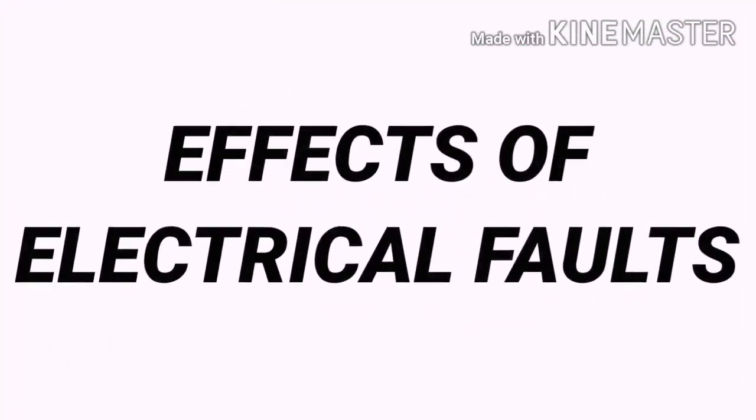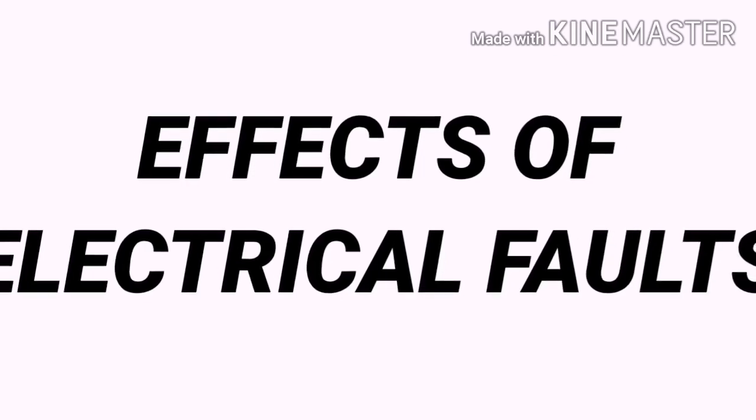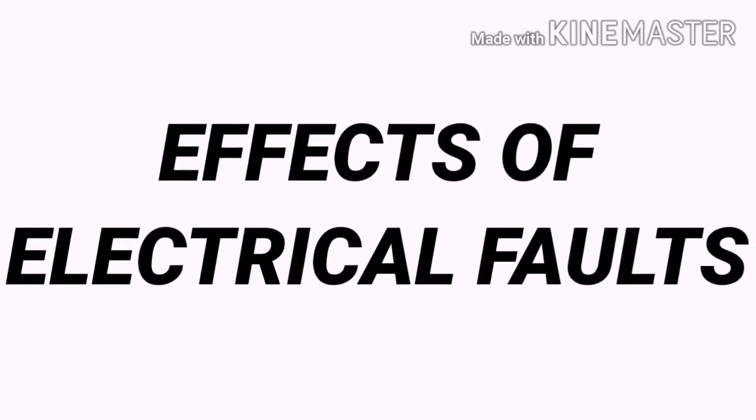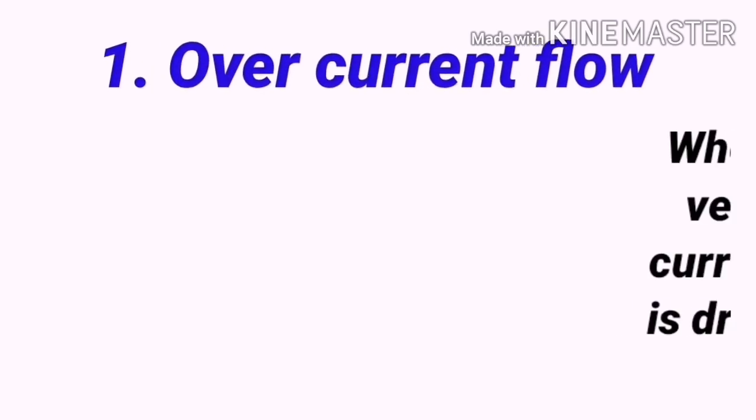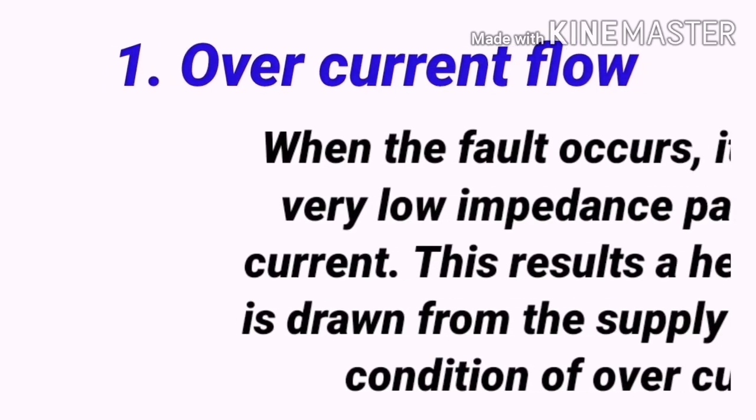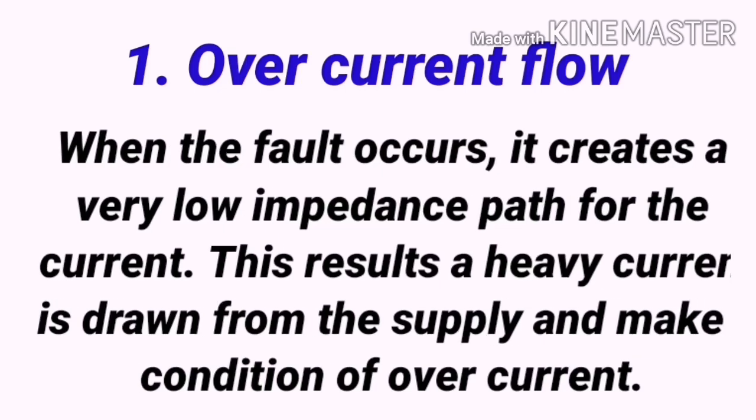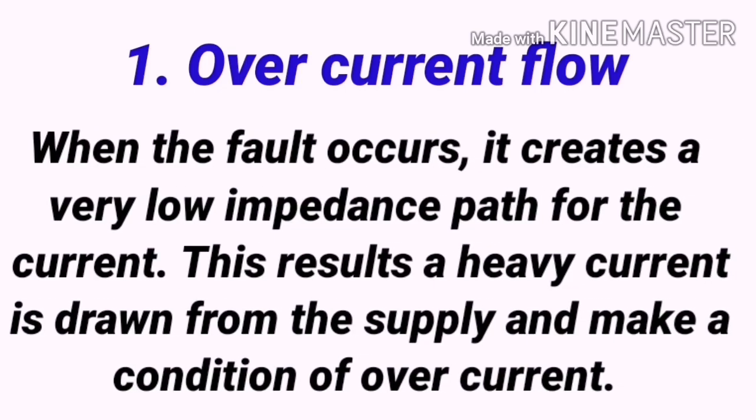Now see effects of electrical faults. We have discussed so many faults over here. Now see their effects. Number one, that is overcurrent flow. When the fault occurs, it creates a very low impedance path for the current. This results in a heavy current being drawn from the supply and makes the condition of overcurrent.